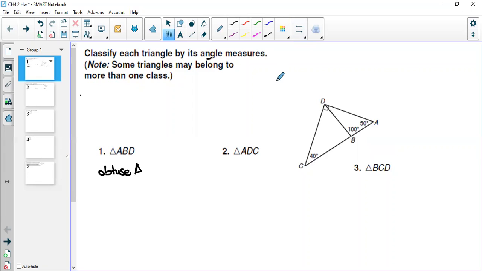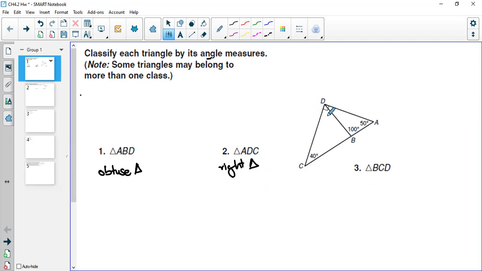Okay, so triangle ADC. They're talking about the whole triangle. When you look at it as a whole triangle, you can see that this is marked as a right angle. So what does that make triangle ADC? This angle is 50, this angle is 40, so this angle is 90 degrees. So that makes it a right triangle.